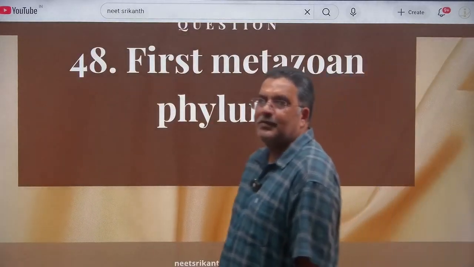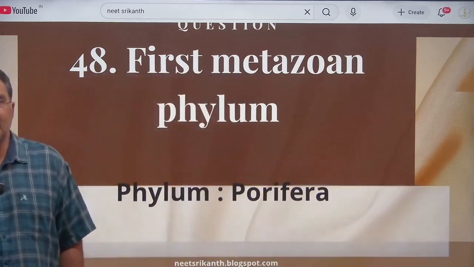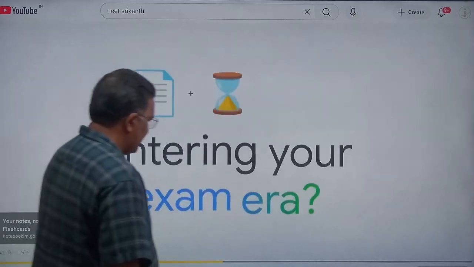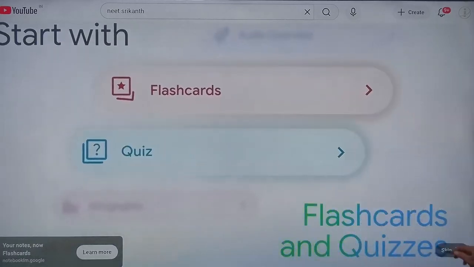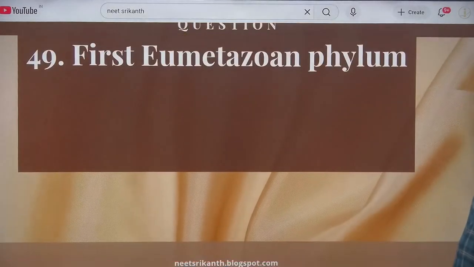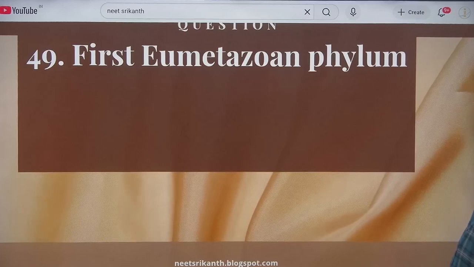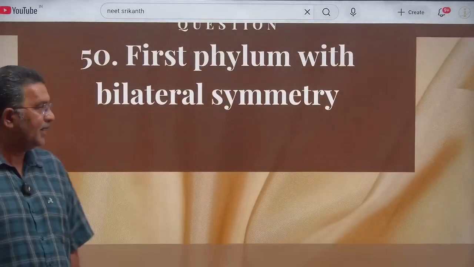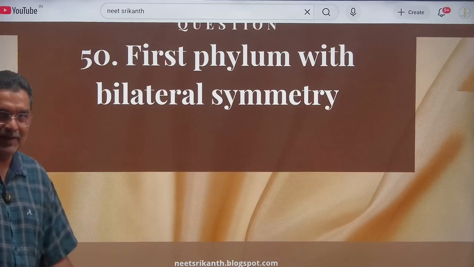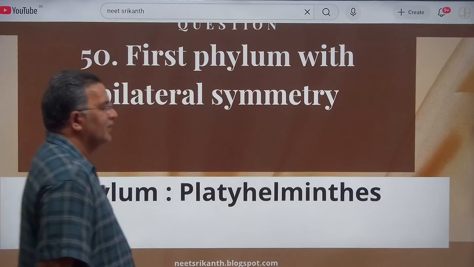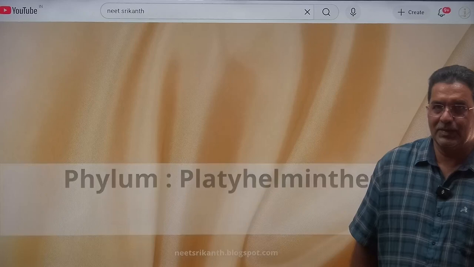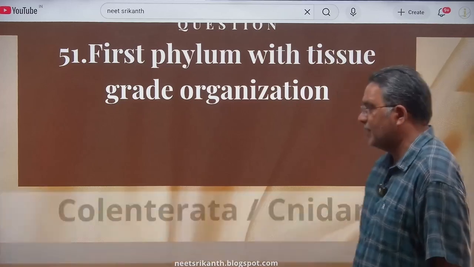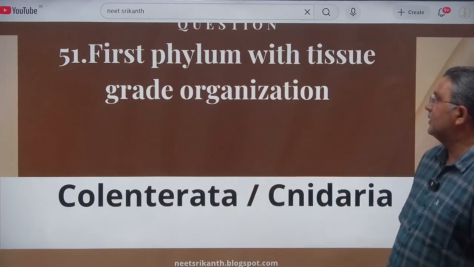Starting. First metazoan phylum. Who is that? Phylum Porifera. First eumetazoan phylum: phylum Coelenterata or Cnidaria. First phylum with bilateral symmetry. Who is that? Phylum Platyhelminthes. Initially, you have to check all these questions with your chart. Then after, you should write your own. You should learn these particular things. First phylum with tissue grade of organization: Coelenterata or Cnidaria, we can say.